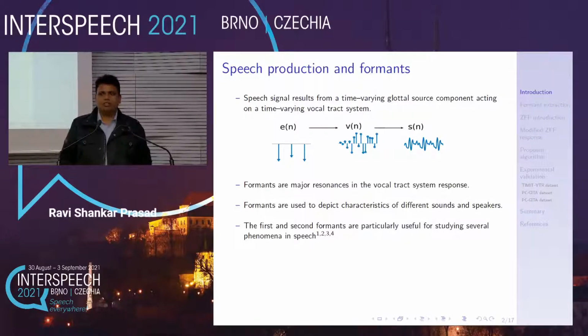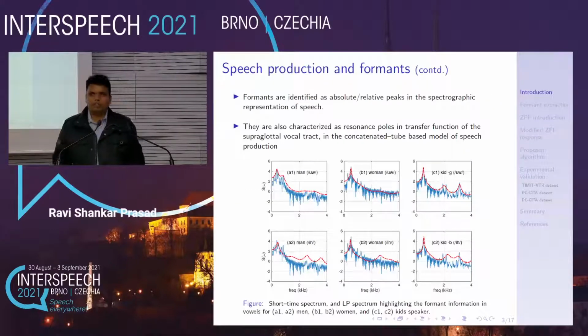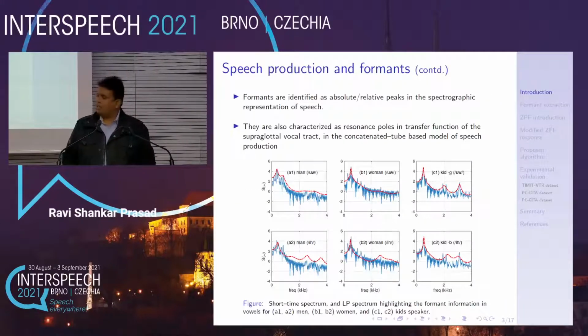Formants are quite useful. The first two formants are especially useful to study a lot of speaker and speech-based characteristics. So, formants follow generally two major lines of definitions. First is that they are understood as absolute or relative peaks in the spectrographic representation of speech, and the second definition imposes that they are understood as characteristic resonance poles in the transfer function of the supraglottal vocal tract.